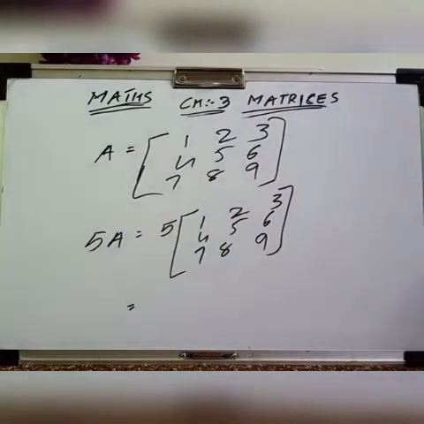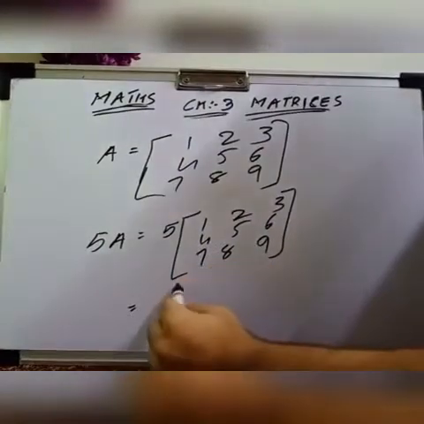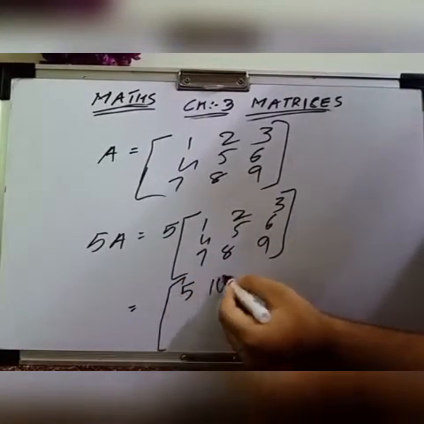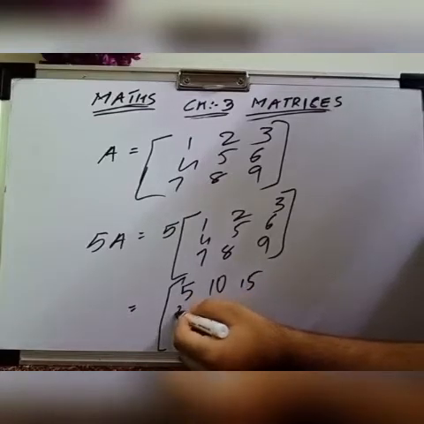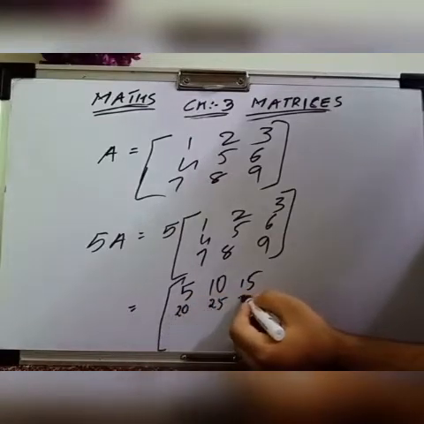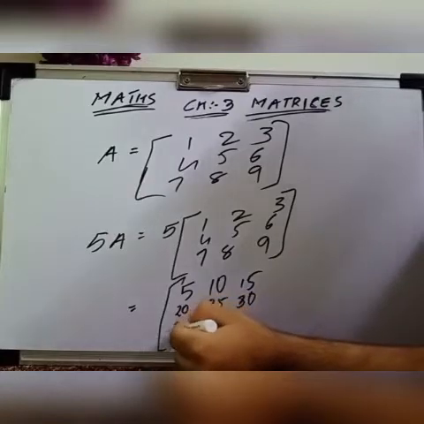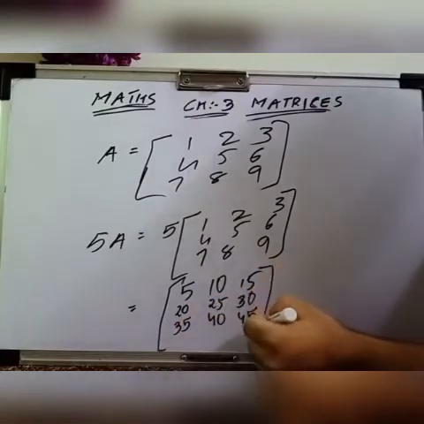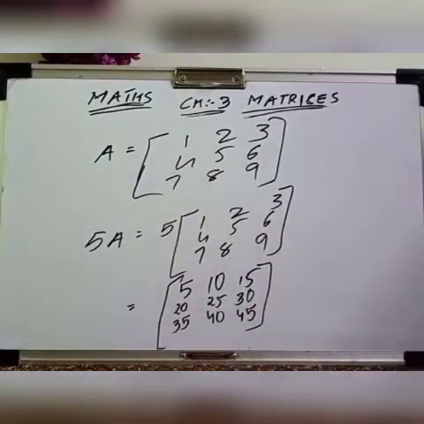So in this case, this 5 will multiply with each and every element of this matrix. So 5 ones are 5, 5 twos are 10, 15, 20, 25, 30, 35, 40, 45. This is how multiplication of a scalar with a matrix is carried out.